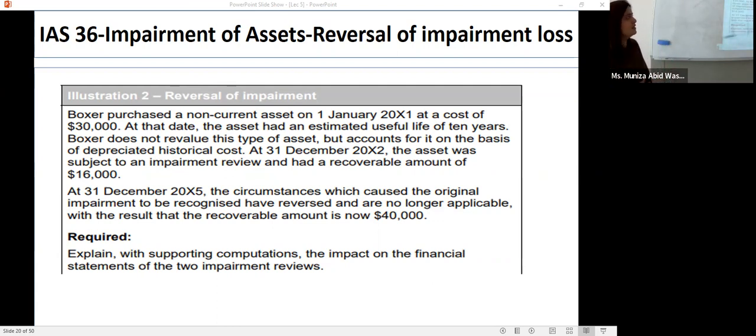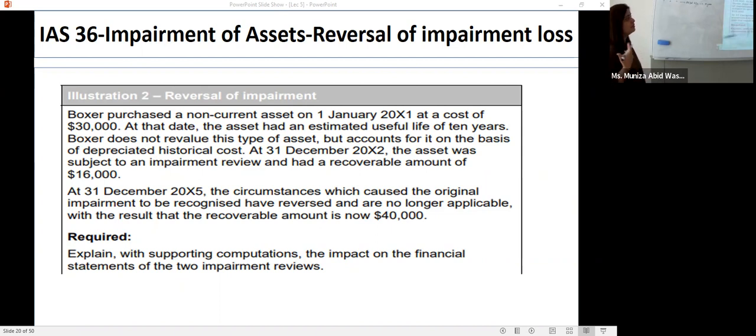So Boxer purchased a non-current asset on 1st January 2001 at a cost of $30,000. At that date, the asset had an estimated useful life of 10 years. Boxer does not revalue this type of asset, but accounts for it on the basis of depreciated historical cost. So depreciation at historical cost means cost minus residual value divided by estimated useful life of an asset.